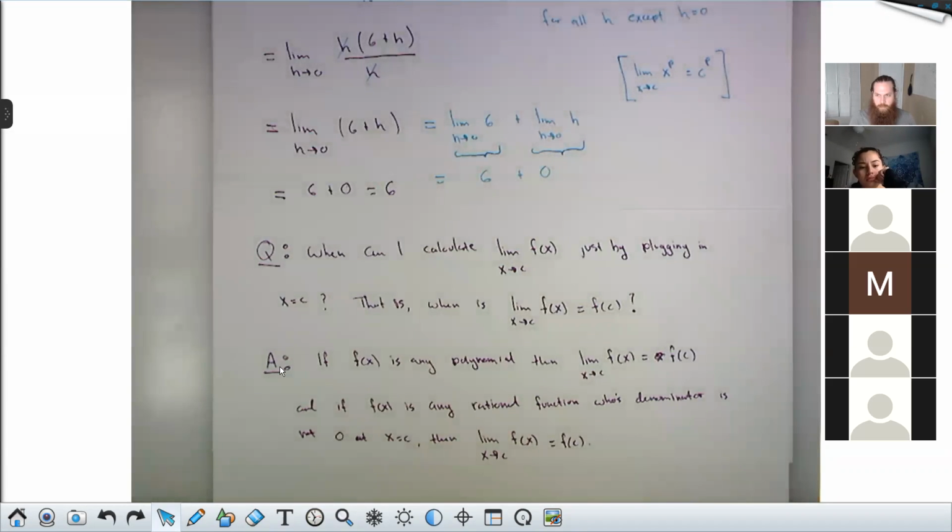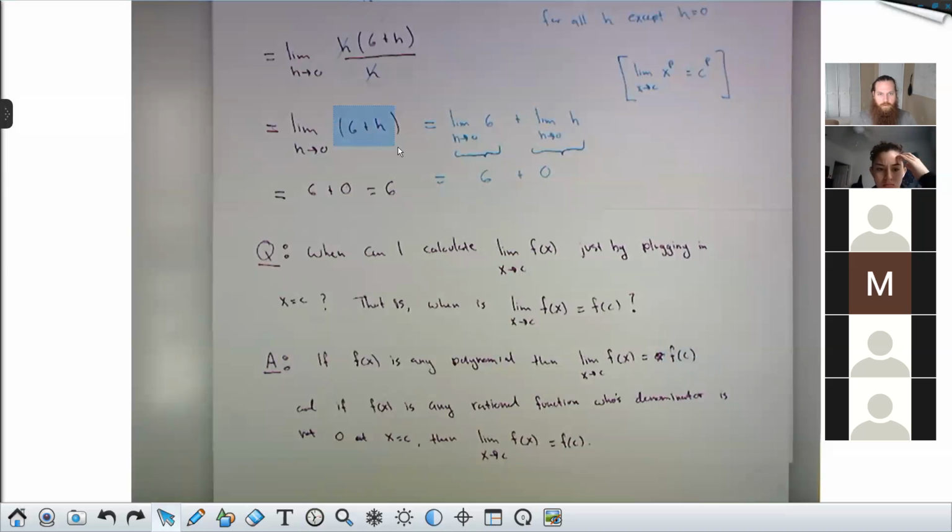So from the algebra perspective, we would like to calculate limits just by plugging in. I would love it if I could always get the limit as x approaches c of f of x just by plugging in c for x. But for many functions, we can't do that because it makes the bottom 0, or for other reasons makes the function undefined. But if you're looking at a polynomial, then you can always just plug in to calculate your limit.